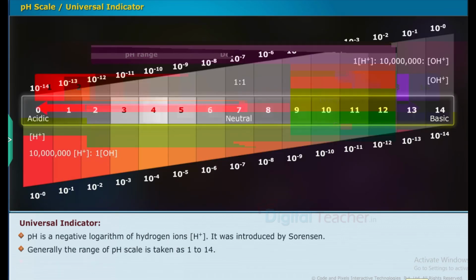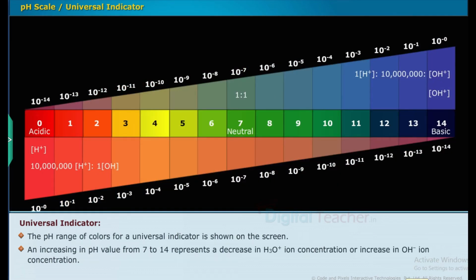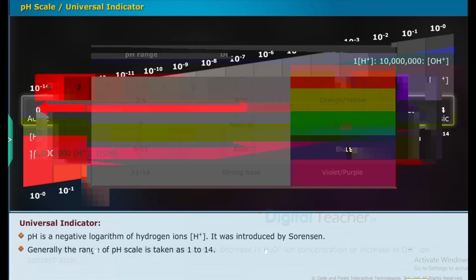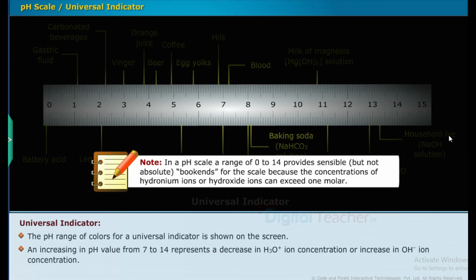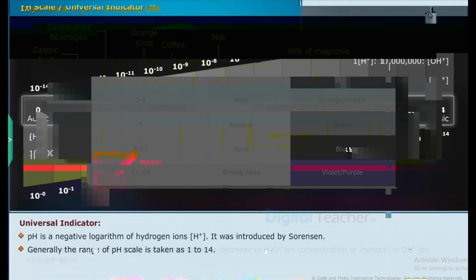An increase in pH value from 7 to 14 represents a decrease in H3O+ ion concentration or an increase in OH- ion concentration. Note: on the pH scale, a range of 0 to 14 provides sensible but not absolute bookends for the scale, because the concentrations of hydronium ions or hydroxide ions can exceed 1 molar.